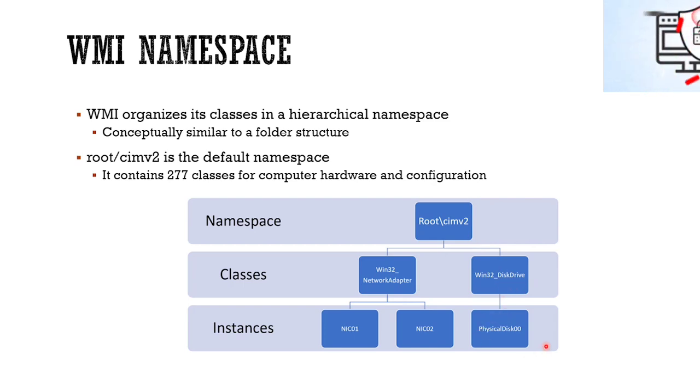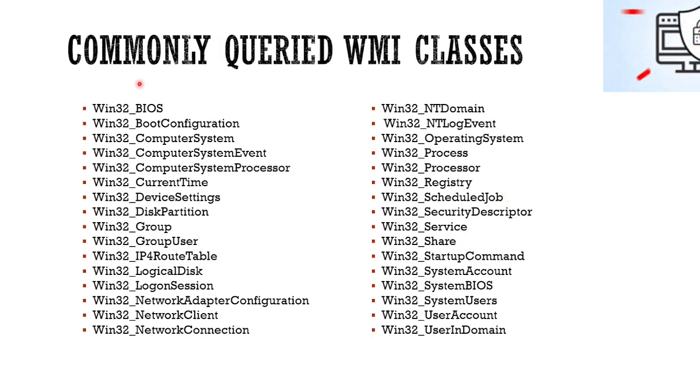Like I said, there are 277 WMI classes in CIMv2. These are the most commonly queried ones, and you'll notice they all start with Win32_. Then after that, it could be BIOS, boot config, computer system, time, disk partition, group, route table, etc. Over here, operating system, process, processor, registry, server, share, system users, etc. So you have a lot here. Now, whether or not you have instances under these, I don't know, probably.